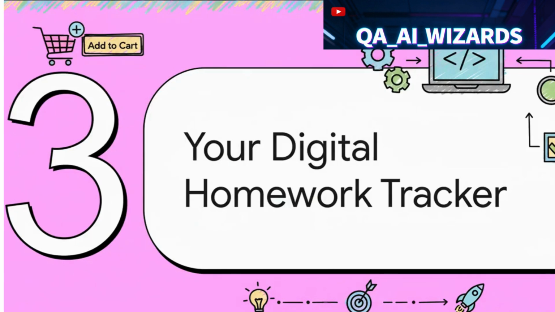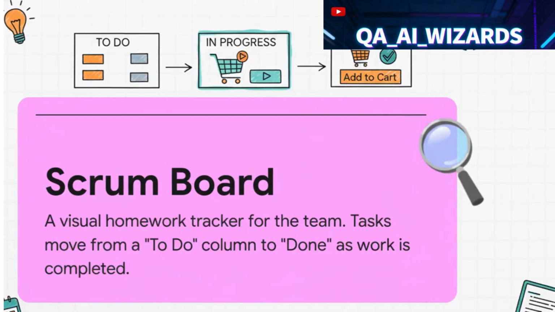All right, so we've got a plan, and we have a clear definition of what done looks like. Now the team needs a way to actually see the work as it's moving along. This is where a big, central, visual tool comes into play. And that tool is the Scrum board. Just picture a giant shared homework tracker for the entire team. Every task is like a little sticky note.